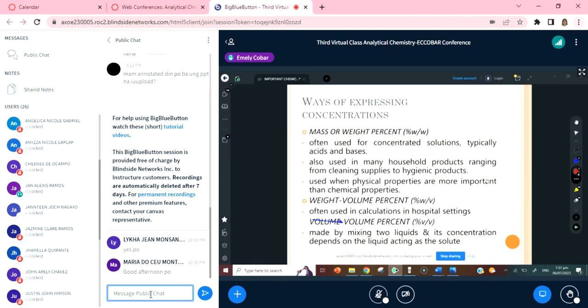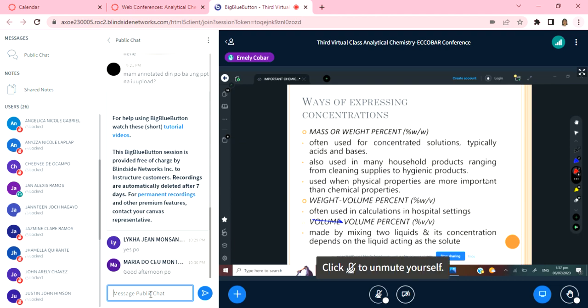This type of concentration is used when physical properties are more important than chemical properties. Meaning to say, hindi to yung ginagamit sa computation ng, for example, stoichiometry. Sa stoichiometry kasi ang ginagamit natin is, if not molarity, normality. Next, how about weight volume percent? Often used in calculation sa hospital settings.